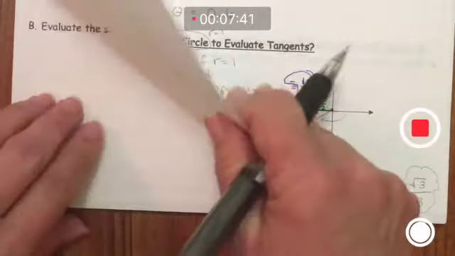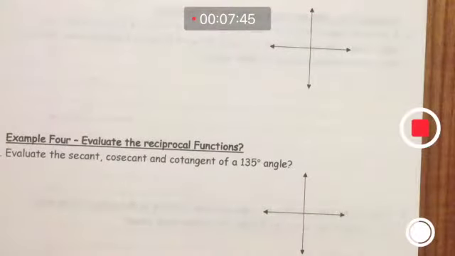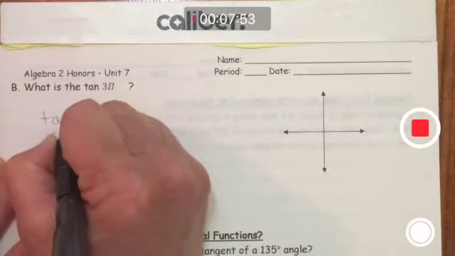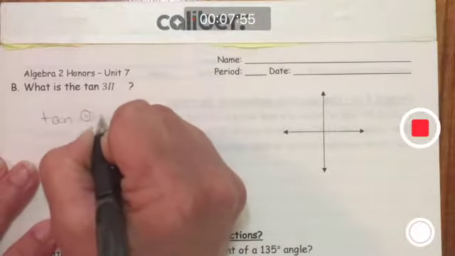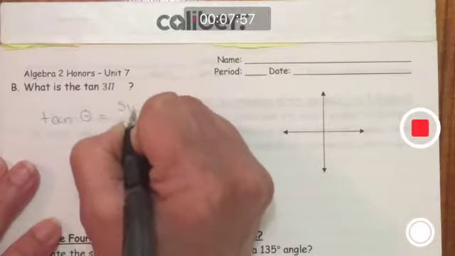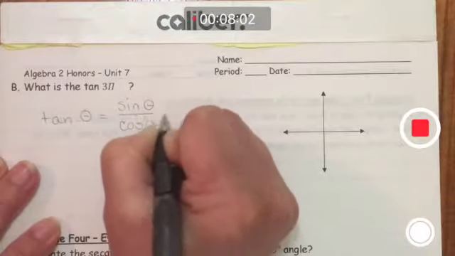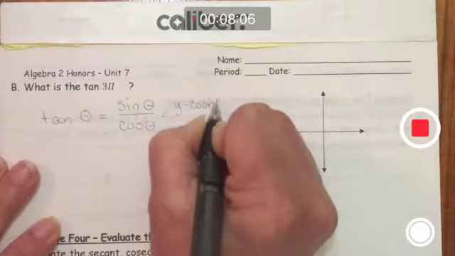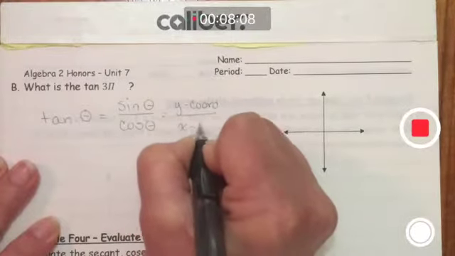Let's do that again. Talk about tangents some more. Okay, so again, we've now defined the tangent of an angle as the sine over the cosine. If it's a unit circle, that's the same as the y-coordinate over the x-coordinate.